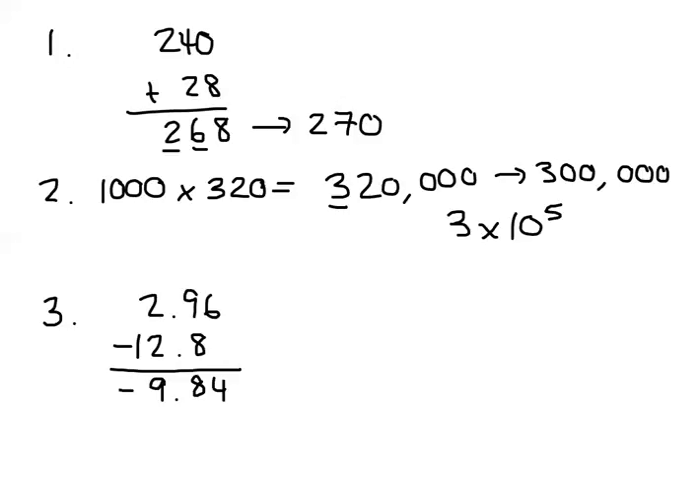What do we have to limit this answer to? Tenths place, because this 12.8 is specific to the tenths place. 2.96 is specific to the hundredths place. 12.8 is least specific. We have to cut this off at the tenths place. So our answer is negative 9.8. Questions, concerns?